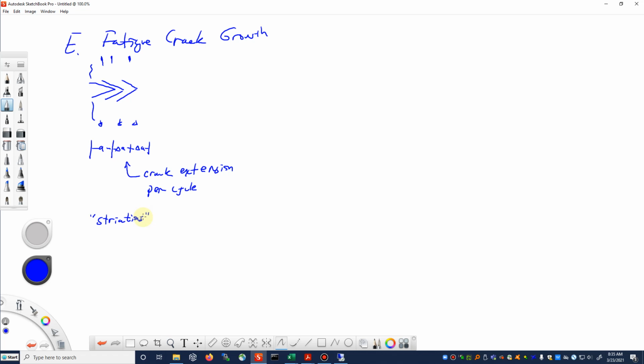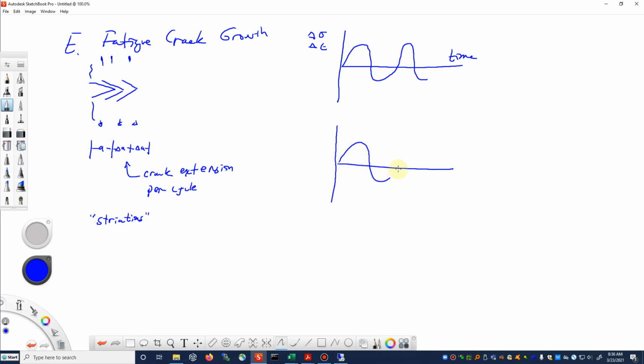All right, so for this reason, we're going to be interested very often in the change in the stress intensity. So instead of our previous problems in the stress life approach, where we looked at cyclic stress, or we looked at cyclic strain, now we're going to be interested in cyclic stress intensity factor, or delta K.